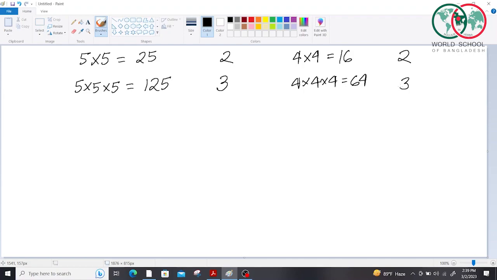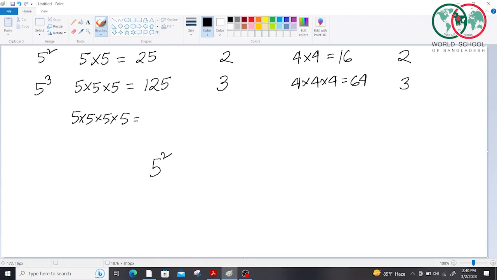Now instead of writing the same number again and again, like instead of writing 5 into 5 into 5 into 5, we can just use another method. The number we're multiplying, first we write it, 5. Now how many times are we multiplying it? If we're multiplying 5 into 5, so how many 5s? Two 5s, so it will be 5 square. In this case it will be 5 and 3.